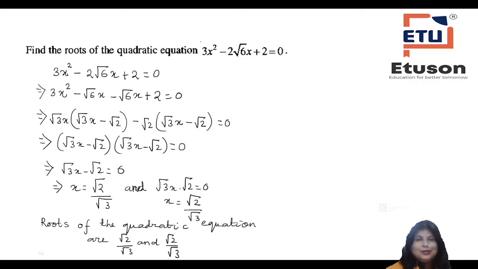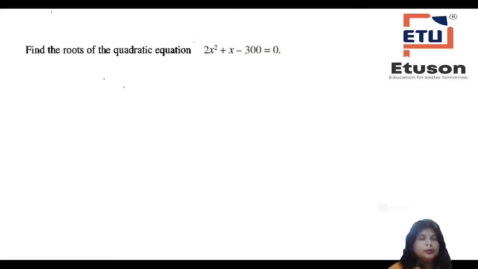Hope you have understood, children. Now let us go to the next example. Find the roots of the quadratic equation 2x square plus x minus 300 is equal to 0. So here the factors' product is equal to minus 600 x square, and when it is added it is plus x.